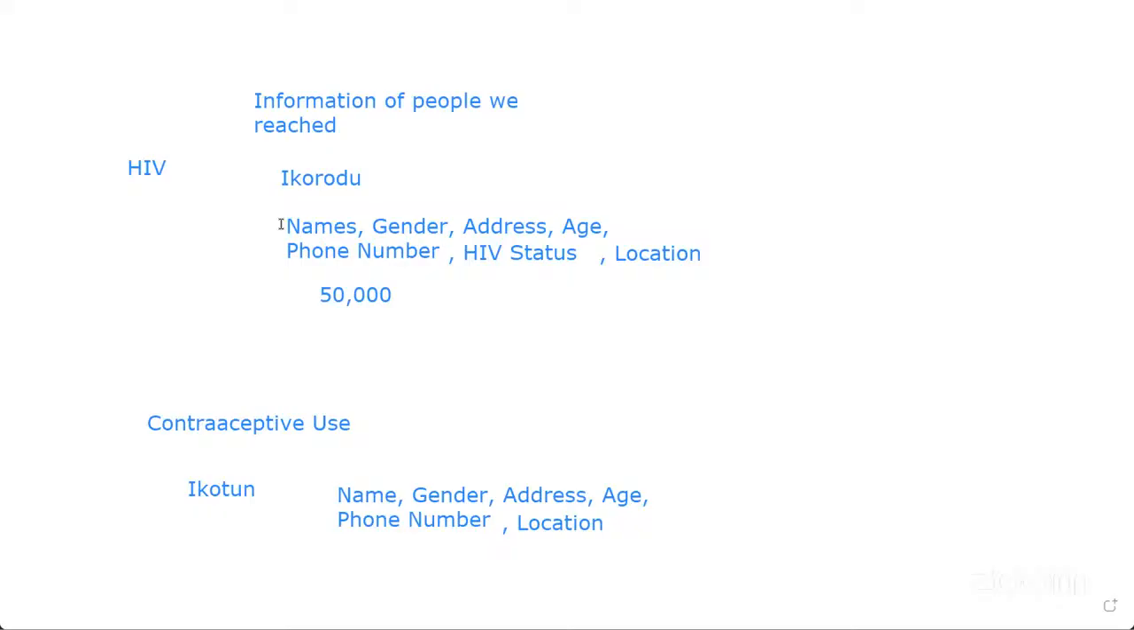Because usually I feel the register should be in a way that there should be a follow-up test, so that you don't have to go back to be writing the person's information again.